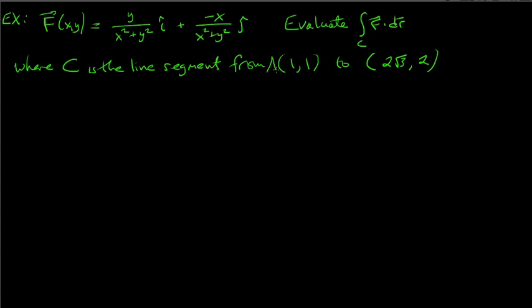So from point A, which is (1, 1), to point B, which is, sorry, now I know that parenthesis looks like a C, doesn't it? All right, just to make it look a little bit nicer, point B has x equal to 2 square root of 3 and y equal to 2.